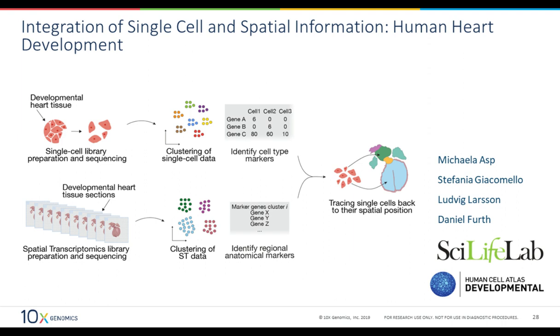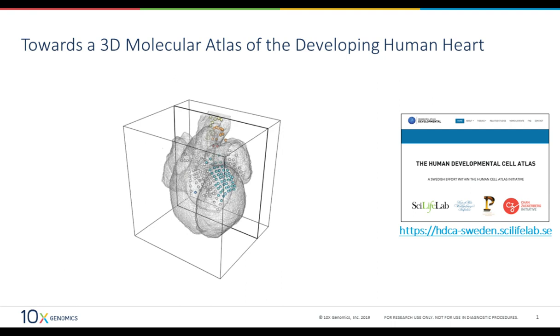On the bottom, they also did, in parallel, tissue sectioning on these developmental heart sections and clustered the spatial transcriptomic data in a similar manner. And then they merged the data types. They wanted the resolution of the single cell, but merged to correlate with the gene expression of the spatial data. What they were able to do then is trace single cells back to their spatial position and three-dimensionally render the heart back into a larger gross model.